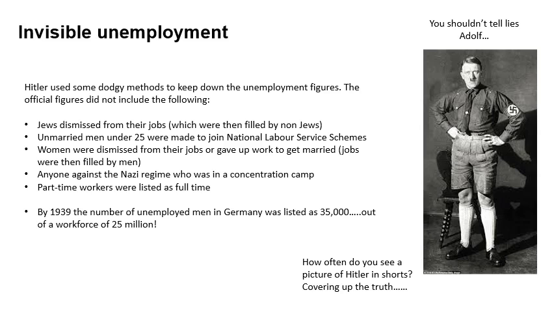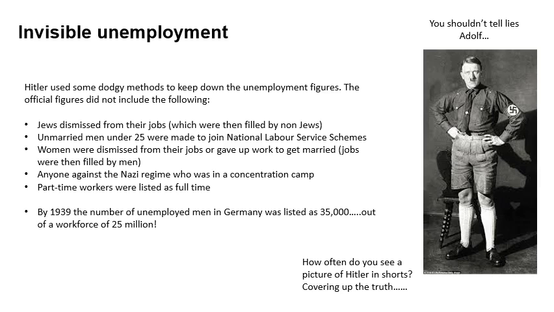Anyone against the Nazi regime who was in a concentration camp, they were not counted. All right, and we know that he was putting large numbers of people into camps. All right, anyone that spoke out against him, so they weren't counted. They were invisible on the unemployment figures. And then you've got the part-time workers being listed as full-time workers.